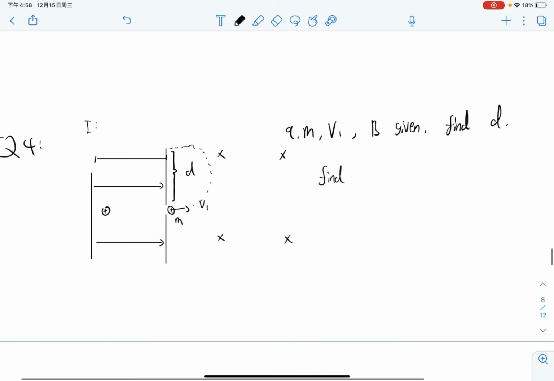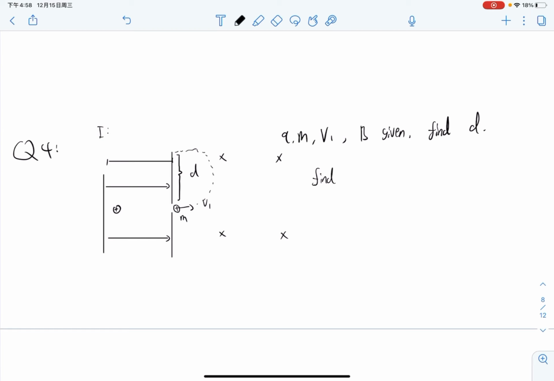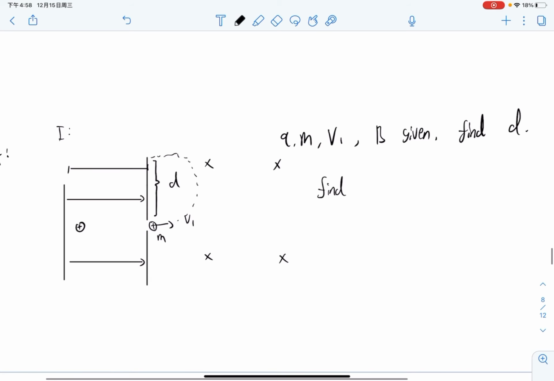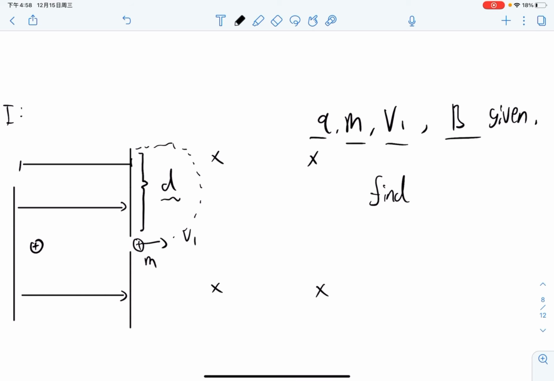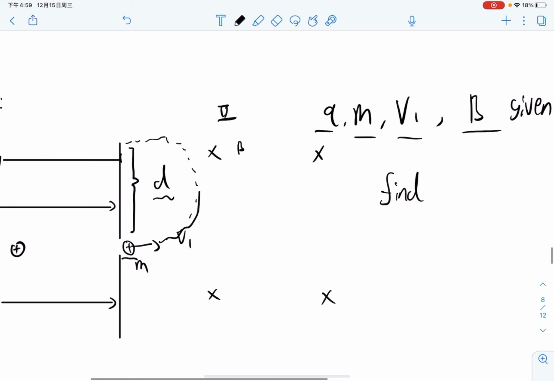And move on to question 4. In this question, we know the q and the v and B, and we want to find the distance d. When the positively charged particle enters region 2, which is filled with B, it will deflect, and eventually hit here.